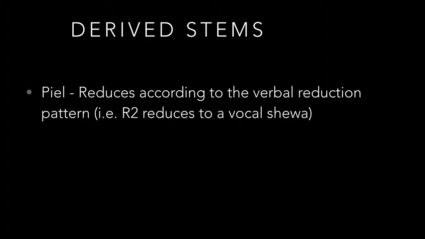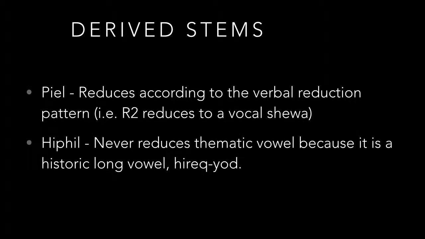As it relates to the derived stems in this chapter, we mentioned the Piel, that one of the anomalies there, things we want to pay attention to, is that it reduces according to the verbal reduction pattern, namely the R2 reduces to a vocal schwa. So remember that, and Dr. Fuller will give you a couple of examples of that in the chapter material. And then also the Hiphil. The Hiphil never reduces its thematic vowel, and that is because the thematic vowel is a historic long vowel, the yod. Or it may also be in a closed unaccented syllable which requires a short vowel. It would stay short and not reduce to a vocal schwa. So one of those two reasons the Hiphil does not reduce, so be aware of that as well.